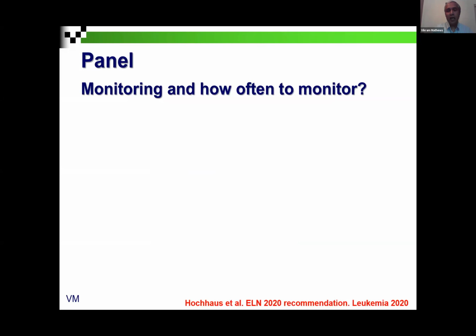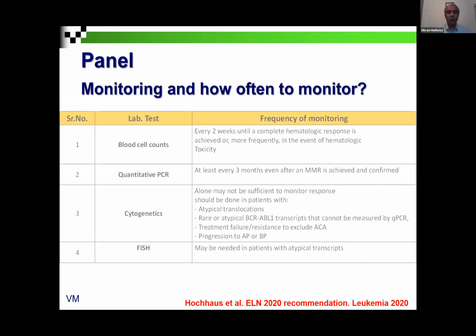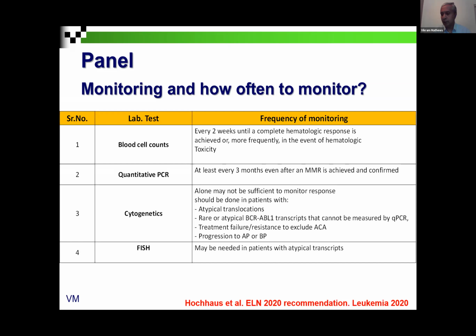With regard to monitoring and how often to monitor, Vashisht is not here. Would any one of the panelists want to take this? I think I can help you with the slide set which walks you through what the ELN says. The ELN states that the first time point of monitoring is at 3 months, where you expect it should be less than 10% if it is ideally responding. And at 6 months, and then at 12 months, and then subsequently once a year. So that is the standard guideline that ELN stipulates, besides the normal blood count and other things.